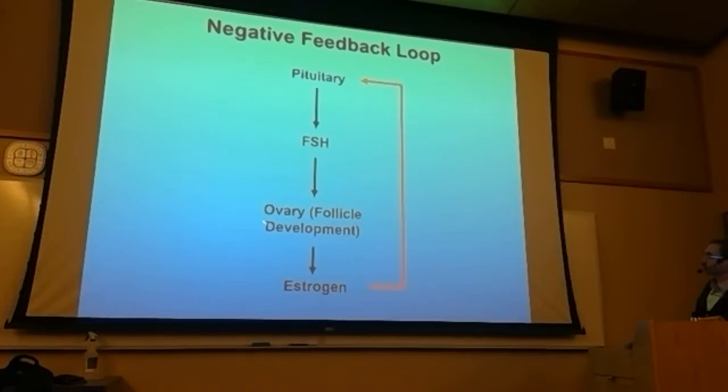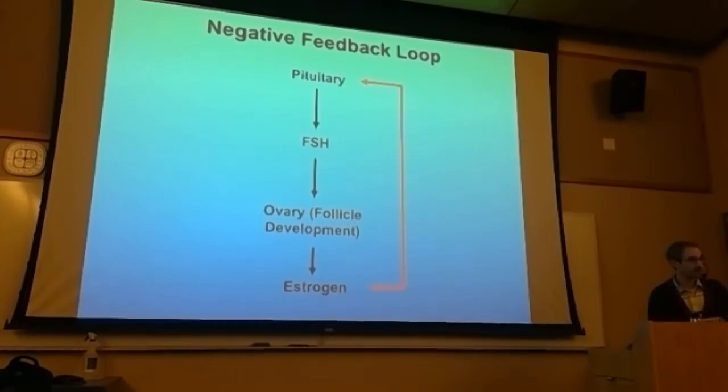This FSH will stimulate some of the follicles in the ovary to begin developing. These follicles that develop will start elaborating estrogen. The high levels of estrogen will then feedback and inhibit the gonadotropes located in the pituitary gland, completing a negative feedback loop. And I said there were a couple of hormonal relationships we needed to understand.